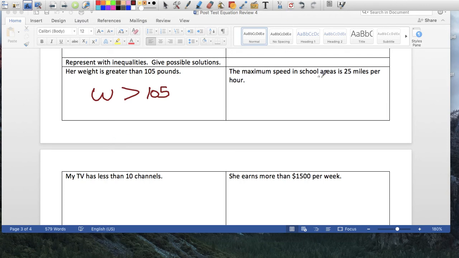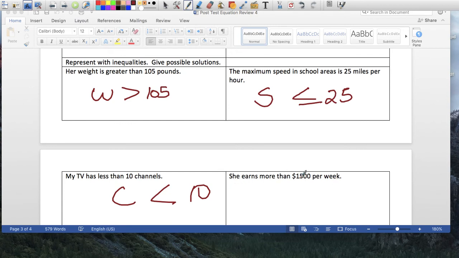The maximum speed in school areas is 25 miles per hour. So the speed in comparison to 25 has to be less than or equal to 25. My TV has less than 10 channels, so here's my TV. Let me write channels and 10. My TV has less than 10 channels: 9, 8, 7, 6, 5, 4, 3, 2, 1.